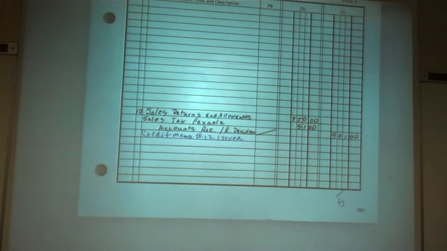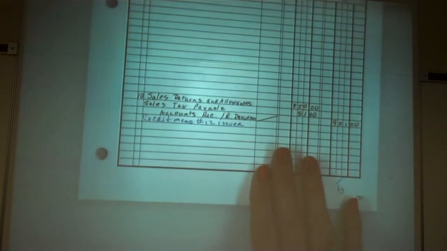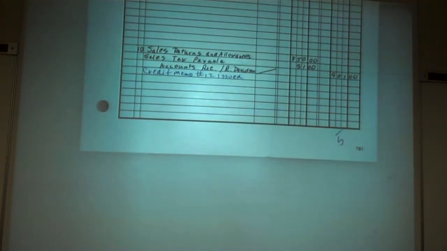We had several transactions where we were recording sales, and then we had a return. Our customers may not always be happy with what they've purchased from us. They may return it. Maybe it was defective. Maybe it just wasn't the right color.